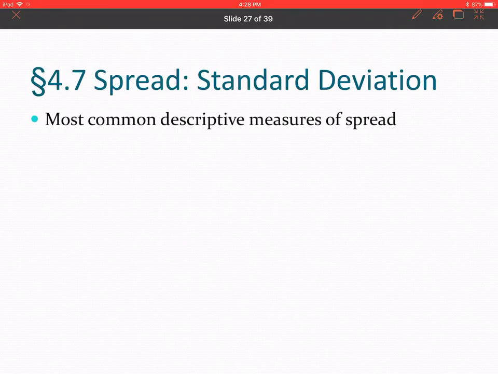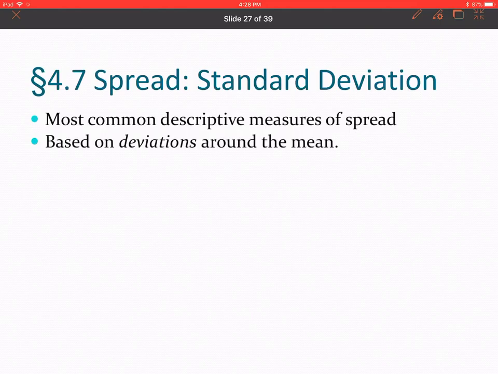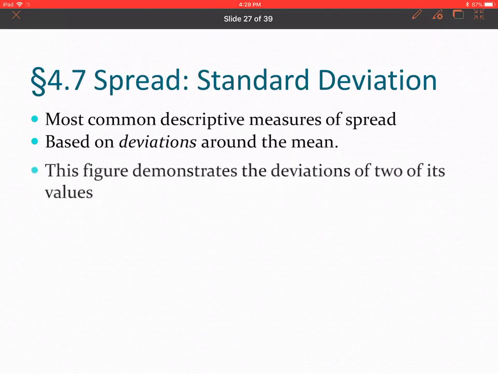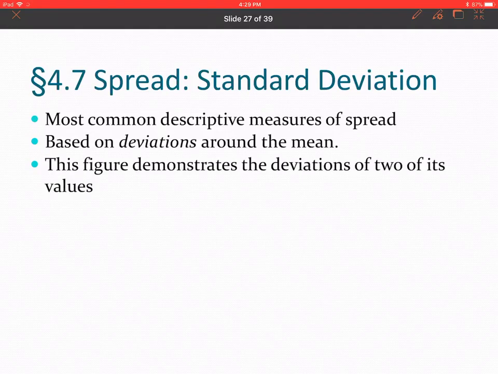It's the most common descriptive measure of spread. It's based on deviations around the mean, right? Standard deviation, it's a deviation around the mean. The figure demonstrates the deviation of two of its values.